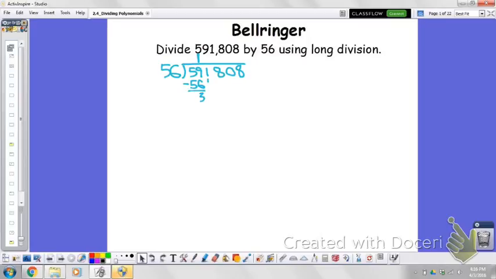And you bring that 1 down. Now you find out how many times 56 goes into 31. Well, 56 doesn't go into 31 at all, so you write a 0 in the next spot. And then you do 0 times 56, which is 0. 31 minus 0 is 31. Bring down the 8.